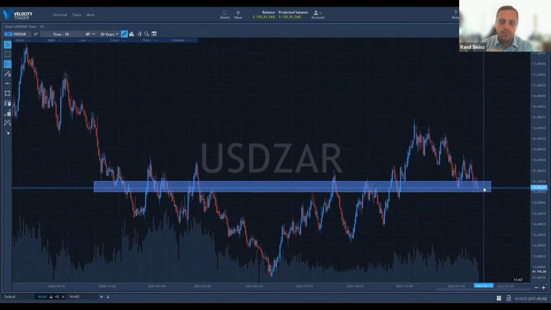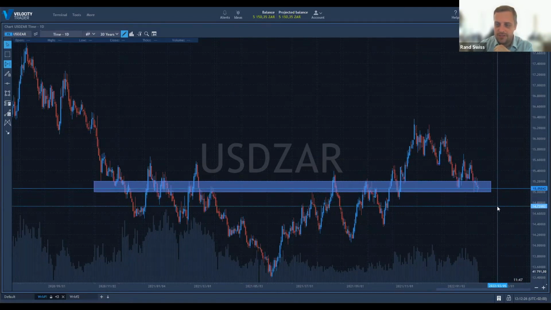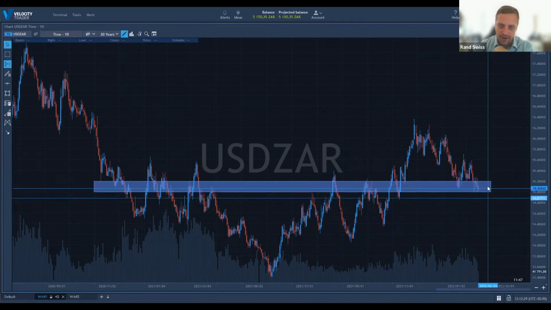So right now, if you're bullish, this could be a very good time to open a long contract on the USD ZAR. Just because it is right at support and it's very close to the bottom at 15 Rand 5 cents. And it's only 5 cents away from the very bottom of this area of support and resistance.